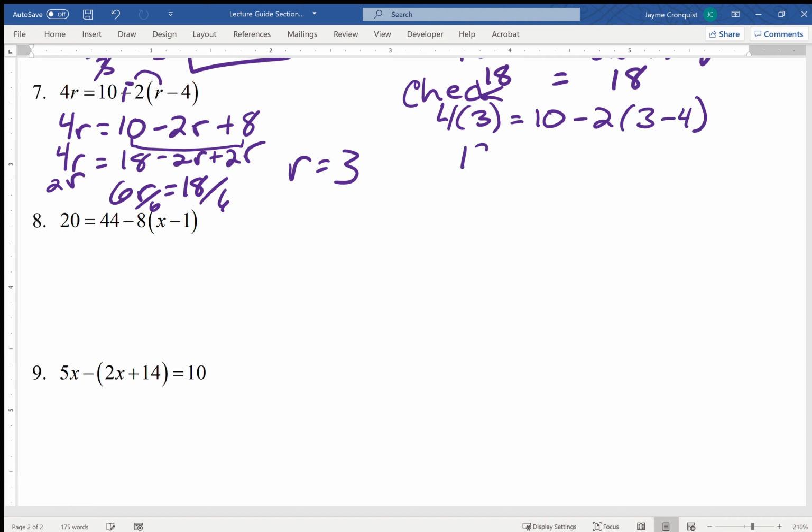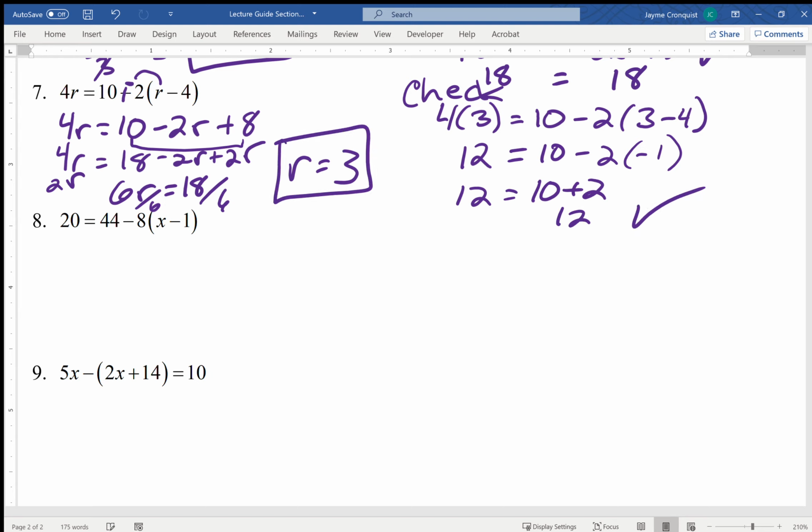4 times 3 is 12. That was easy. 10 minus 2 times 3 minus 1 is a negative 1. So that changes this into a 2 plus 2. 10 plus 2. So 12 equals 10 plus 2. Sure enough, that's a 12, and it's correct. So I box my r equals 3.